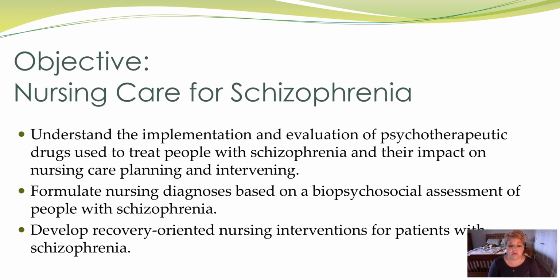This section is going to focus on how we care for clients who have a diagnosis of schizophrenia, specifically addressing the psychosis. We want to understand and implement an evaluation of psychotherapeutic drugs used to treat people with schizophrenia and their impact on the nursing care, planning, and intervening. We want to be able to formulate nursing diagnoses based on what we know about the client, and we want to think about recovery-oriented nursing interventions.